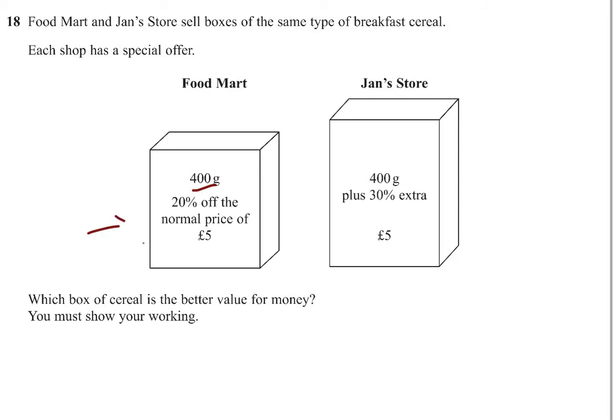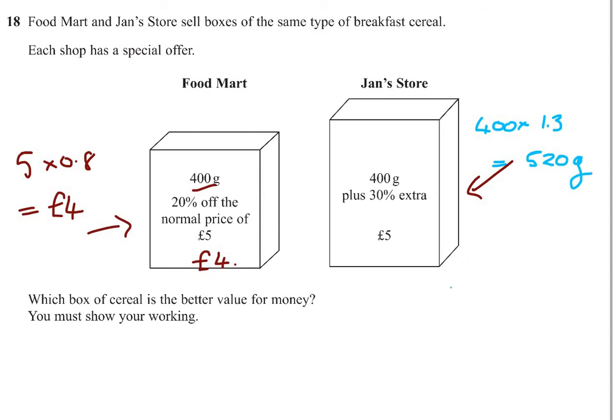Well, let's take a look at the Food Mart. So what is 20% off £5? Well, that is just 5 times 0.8, which equals £4. So this box here is £4. Okay, and now let's have a look at Jan's store. What is 400 grams plus 30%? Well, that's 400 times by 1.3. And this is just 520 grams.